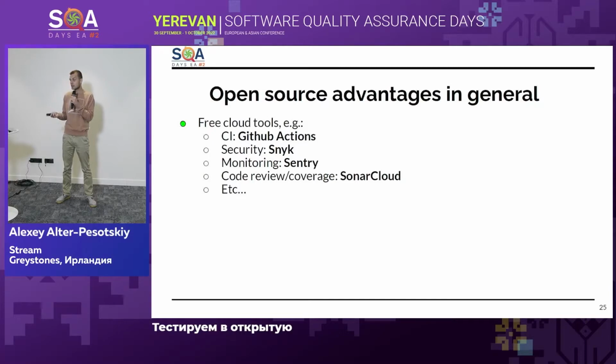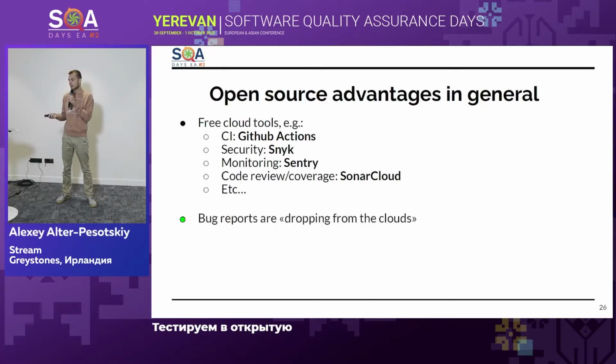Let's take a look at open source advantages in general. And first thing I'd like to mention here is free cloud tools. For instance, for CI, you can use GitHub Actions if your source code is open. From security side of things, you can use Snyk to analyze your dependencies. From monitoring side of things, you can use Sentry. For code review and test coverage, you can use SonarCloud, and so on and so on. So I'd like to say here that all best tools out there can be used for free if your code is open.